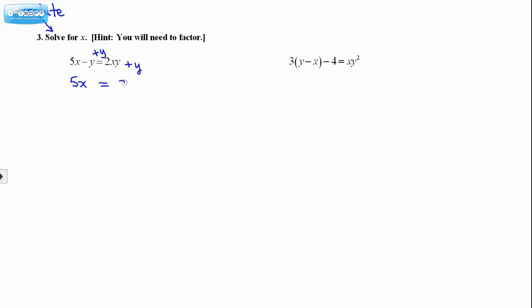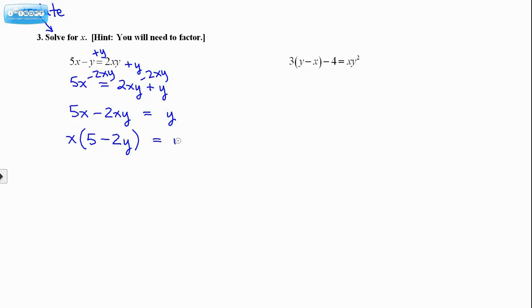So that gives me 2xy plus y. And now I want this 2xy on the left, so I'm going to subtract 2xy from both sides. Now these terms on the left, they are not like terms, so don't start combining them. There we go. All right, so now I'm going to factor because this contains an x and that contains an x. So I have x times 5 minus 2y equals y.